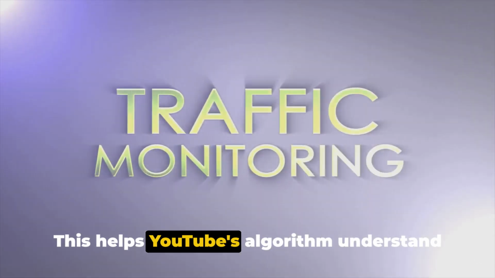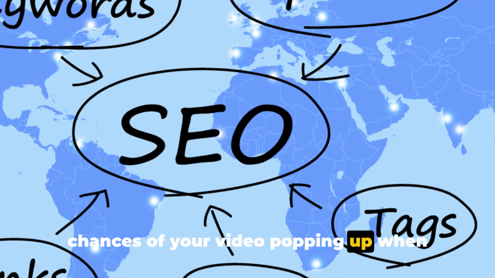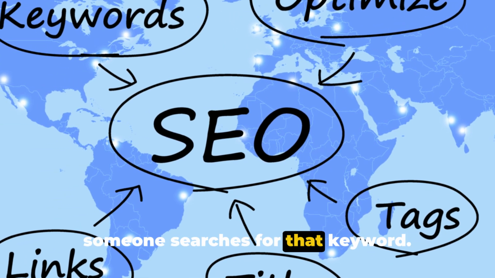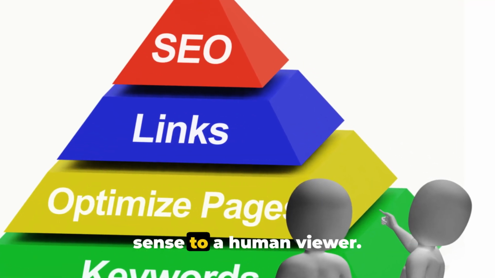This helps YouTube's algorithm understand what your video is about and increases the chances of your video popping up when someone searches for that keyword. But remember, the title should still make sense to a human viewer.